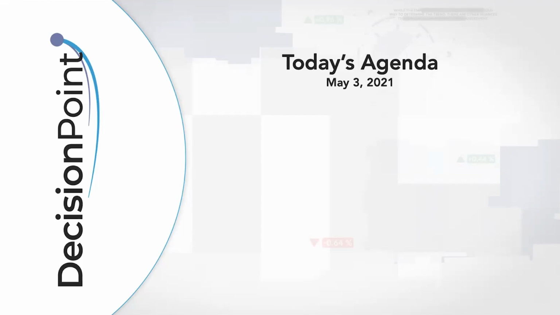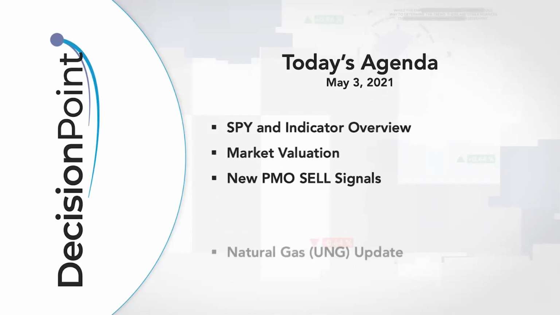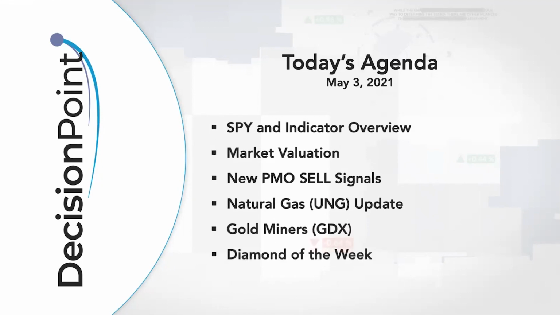Everything's fine. Excellent. All right, well, we have lots to cover here. We're going to, of course, do our regular SPY and indicator overview with Carl. He's also going to talk to us about market valuation right now, certainly a concern. I'm going to tell you about some new PMO sell signals that just appeared on many of our index charts. I'm going to give you the update for nat gas. And we'll also look at gold miners. That's becoming a pretty interesting area of the market. And then I'm going to get into my diamond of the week. So let's go ahead and just go right into it.